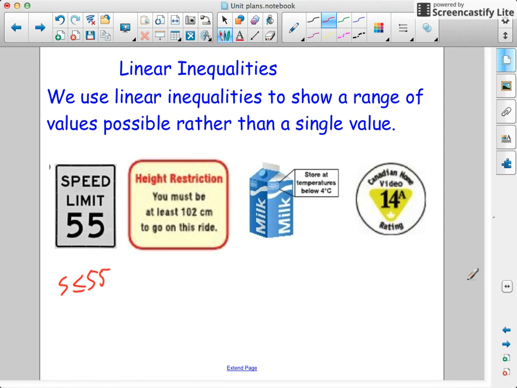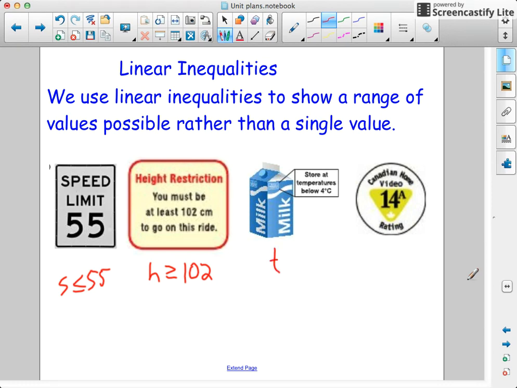Okay, let's look at this example. Height restriction. You must be at least 102 centimeters to go on this ride. So you could be 102 centimeters or above it. So your height would have to be greater than or equal to 102 centimeters for you to be allowed to go on that ride.